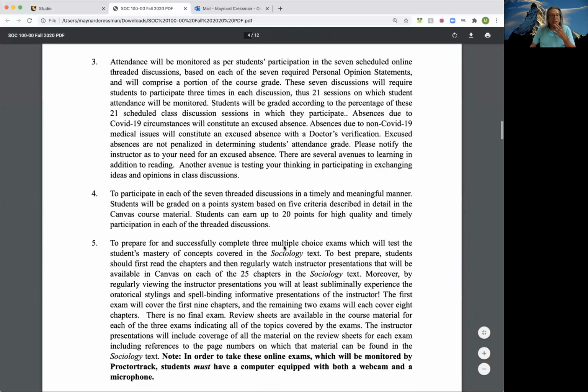So that gets into these threaded discussions in a timely and meaningful manner. Students will be graded on a point system in these threaded discussions based on 5 criteria, all described in detail in the Canvas course material under discussions. And so I already gave you one of the criteria. Is it thoughtful? Did you put enough into it?